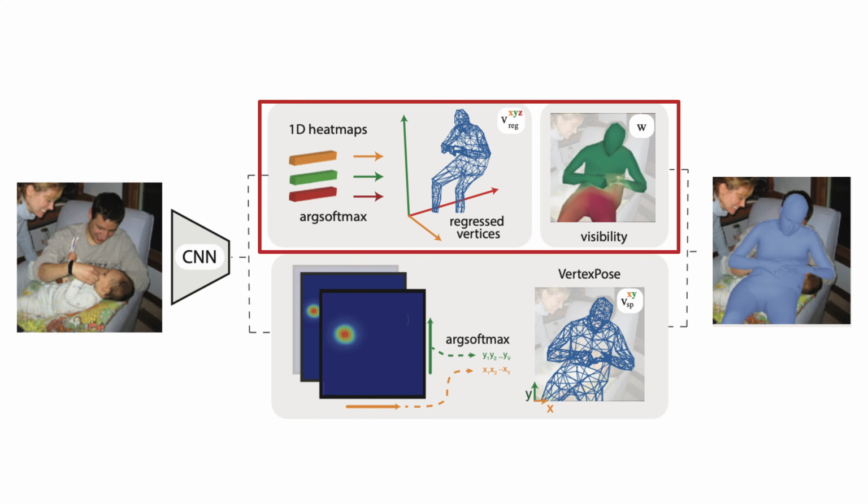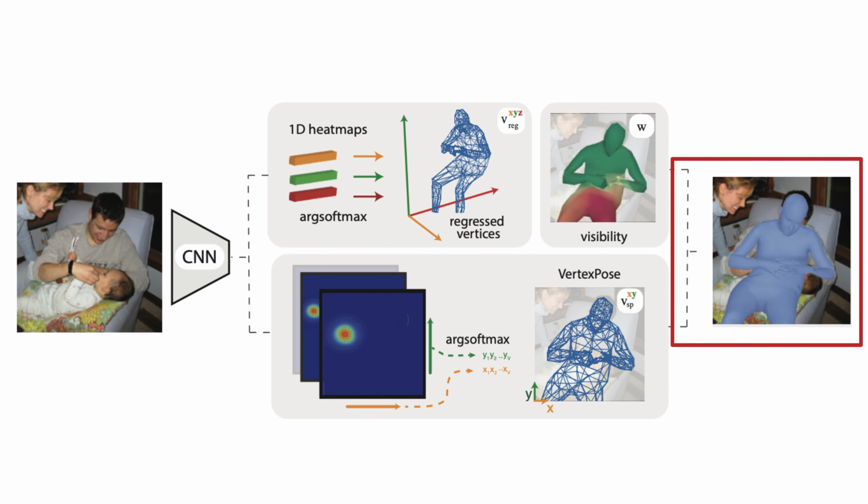The upper branch uses global features to regress all the remaining mesh information, including the positions of the occluded or out-of-frame vertices, the relative depth of each vertex and the vertex visibilities. The outputs of the branches are merged to produce the final MeshPose prediction.